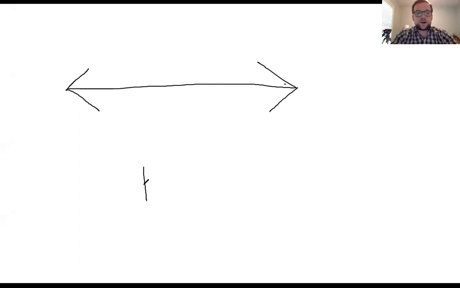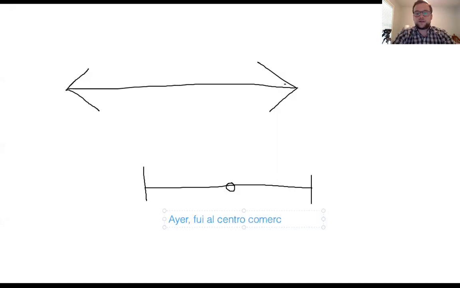Whereas the preterite is like a point on a timeline right there. That's the preterite. Yesterday, I went to the mall. Okay, that would be preterite, right? Ayer fui al centro comercial. Okay, yesterday has a beginning and an end, right? A clear beginning and an end. We can mark it on a timeline. So it would be ayer fui al centro comercial.